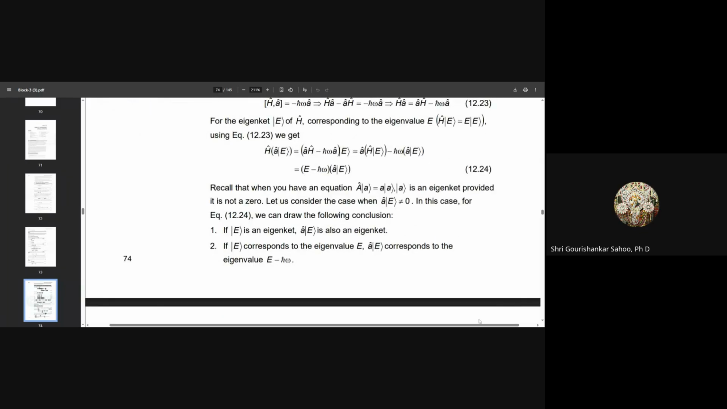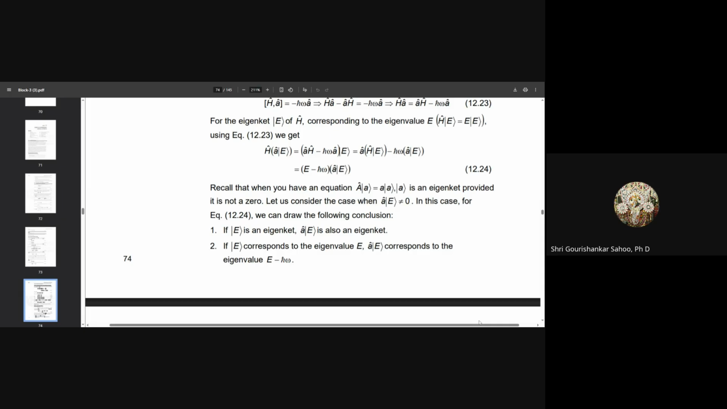So energy eigenvalues you can also calculate. H cap A cap, which is nothing but A cap H cap minus h cross omega A cap. For the eigenket |E> of H cap corresponding to the eigenvalue E, so you have H cap A cap |E> is equal to (E minus h cross omega) A cap |E>. So you have an equation earlier, and the eigenket is provided it is not 0.